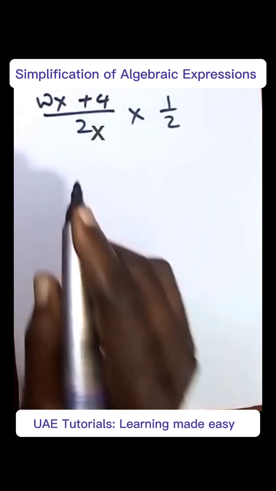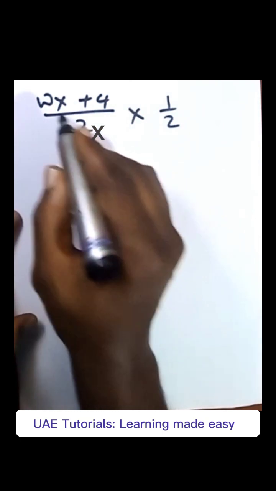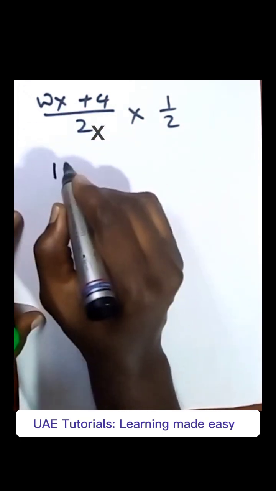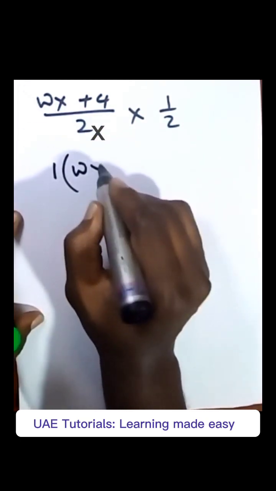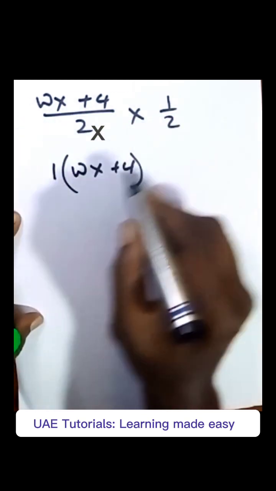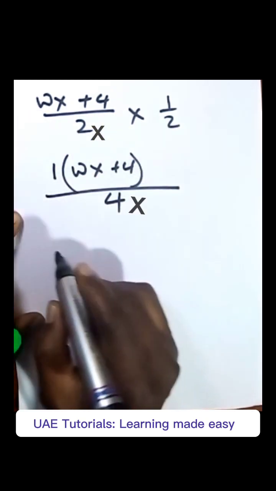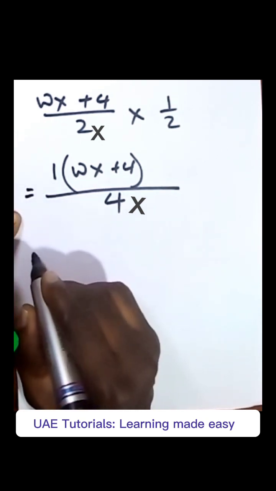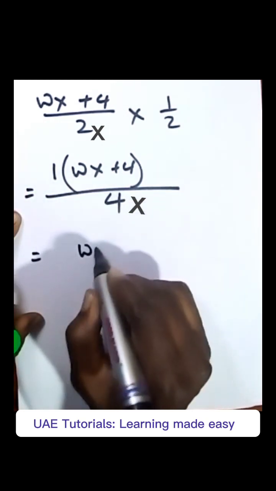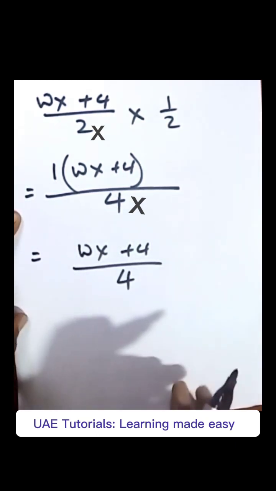Just hang on. So, here's the expression again. When we want to multiply fractions, you just multiply the numerators and multiply the denominators. So, this is 1 times Wx plus 4 all over 2 times 2, which equals 4. So 1 times Wx plus 4 over 4 is the same thing as Wx plus 4 all over 4.